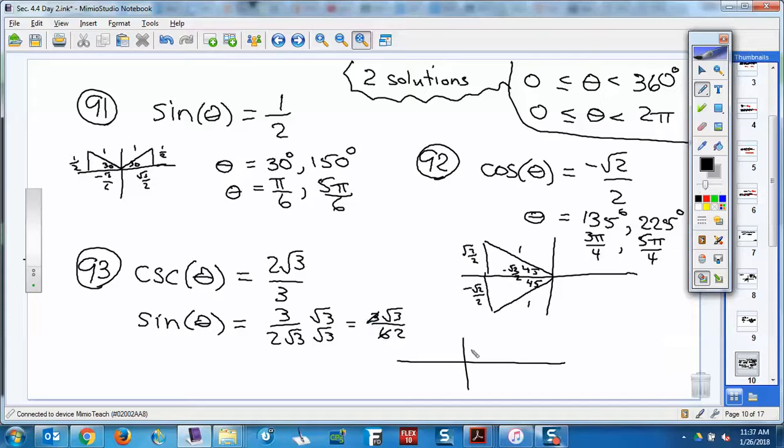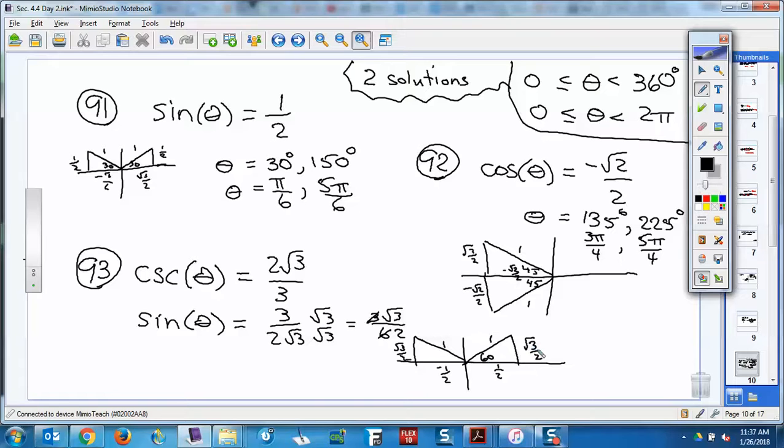In 1 and 2. So, and we want the sine is the y, so that would be here and here, right? Root 3 over 2. What angle is that that's across from root 3 over 2? That's the 60, right? This would be 1/2. This would be negative 1/2. This would be the 1.